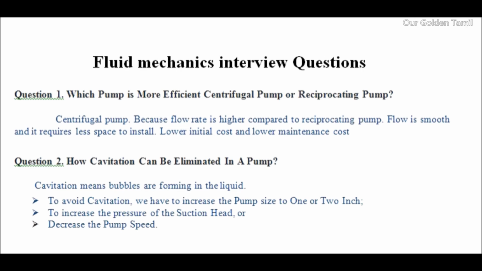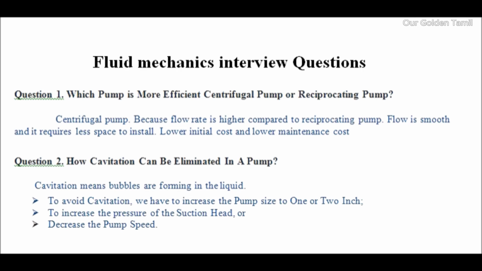Fluid mechanics interview questions. Question 1. Which pump is more efficient, centrifugal pump or reciprocating pump? Centrifugal pump. Because flow rate is higher compared to reciprocating pump. Flow is smooth and it requires less space to install. Lower initial cost and lower maintenance cost.